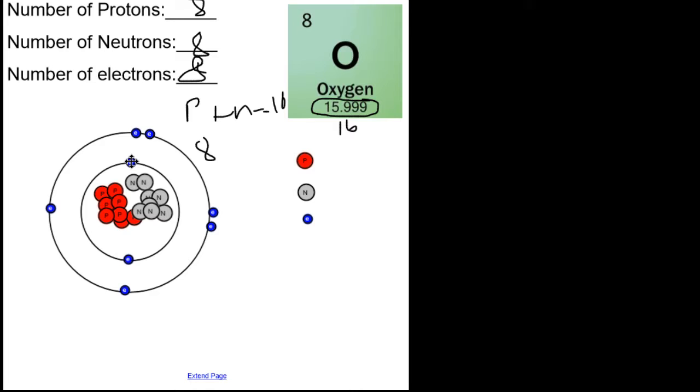So just double check your electrons, count them: 1, 2, 3, 4, 5, 6, 7, 8. And this is the Bohr diagram for oxygen.